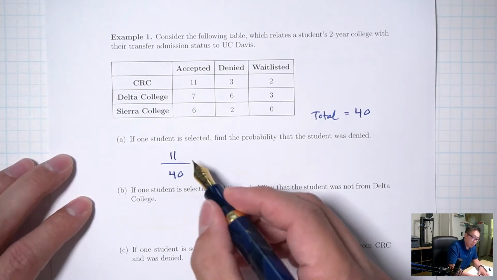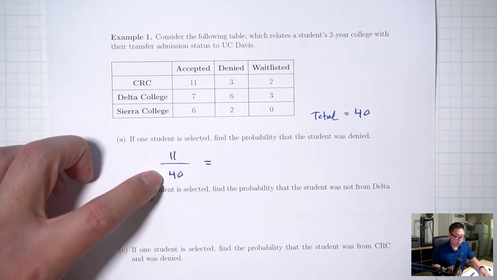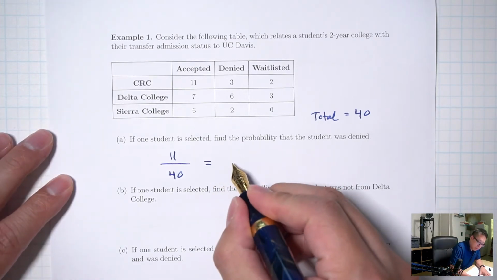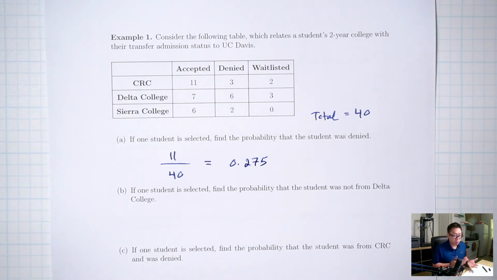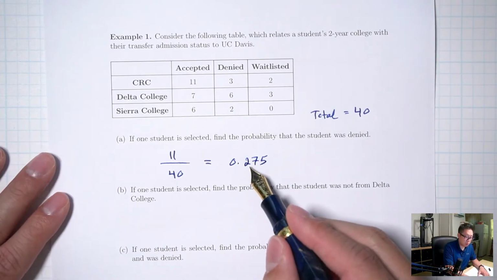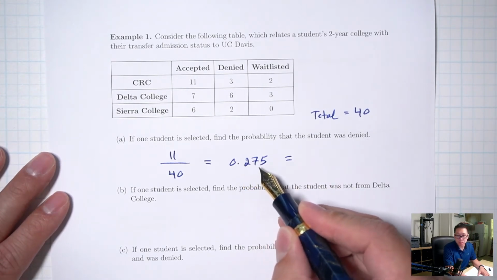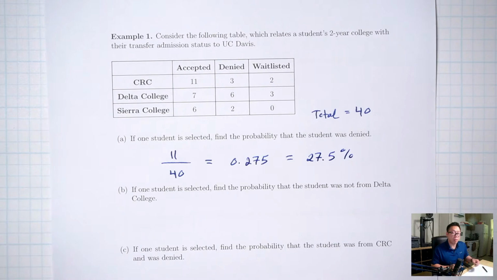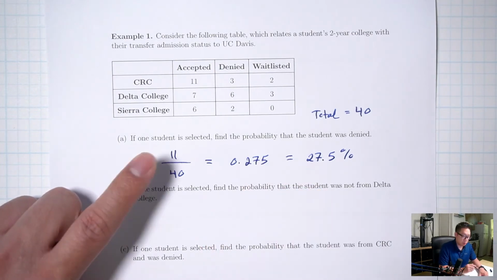That's a fraction. We can also convert this to a decimal. To convert it to a decimal, you're going to divide 11 divided by 40, and we get 0.275. And then we can also convert this to a percent, which we're probably more used to. So 0.275 as a percent would be move the decimal 2 to the right, and you get 27.5%. So there's a 27.5% chance of selecting a student who was denied. Now for your lab, just enter the fraction. Don't worry about the decimal or the percent. Just enter the fraction.